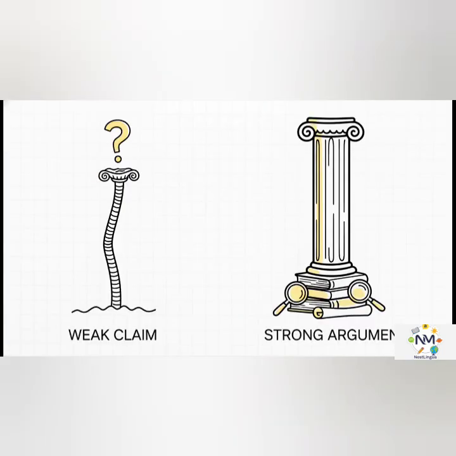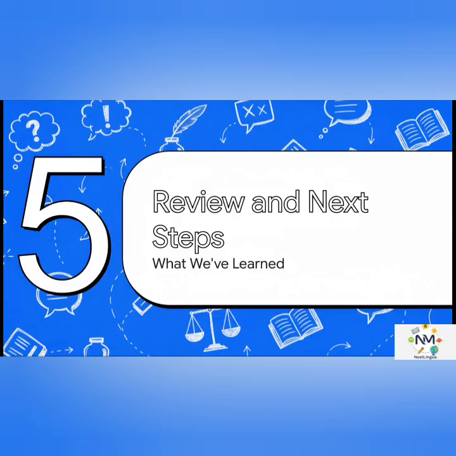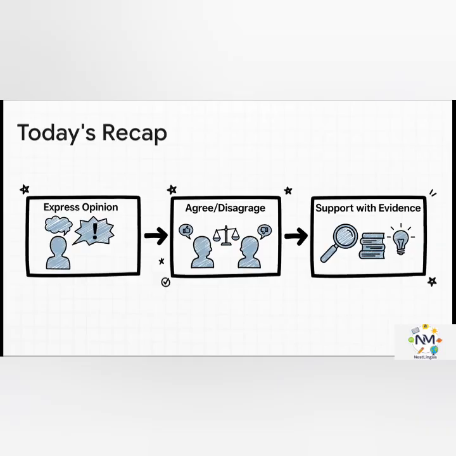And that's really the key takeaway. An opinion on its own is, well, it's just an opinion. But an opinion that's supported by evidence, that's an argument. That's what makes people listen and believe what you have to say. Wow, we've covered a ton of ground today. Let's take a quick moment to review everything we've learned. So, just to recap, you now know how to use starter sentences to express your opinion, how to agree and disagree respectfully, and, most importantly, how to support your opinion with solid evidence.